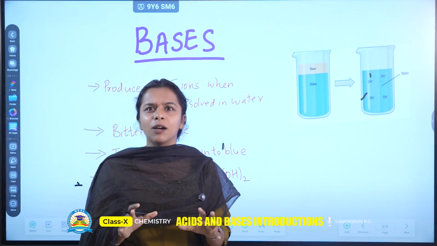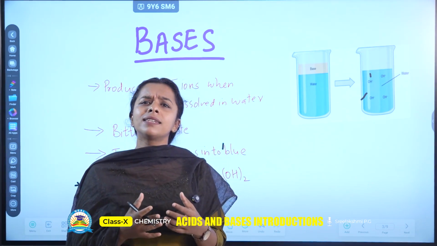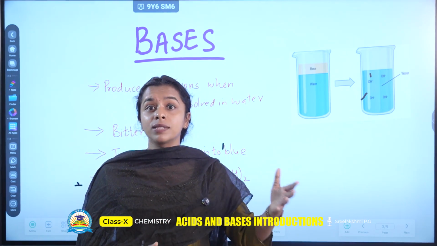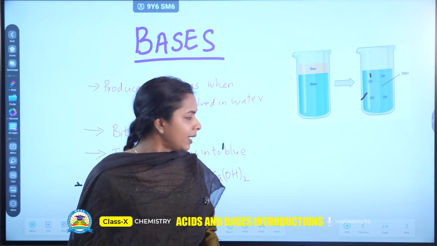So now you must have an idea about acids and bases, right? But that is not enough. There are certain classifications for acids and bases based on the sources of the acids or the molecular composition. That and all we will study in the next part.